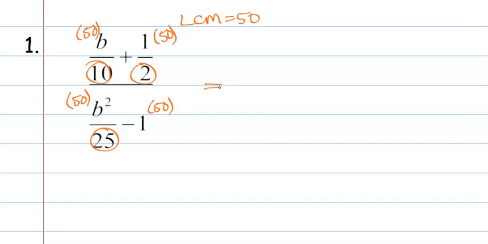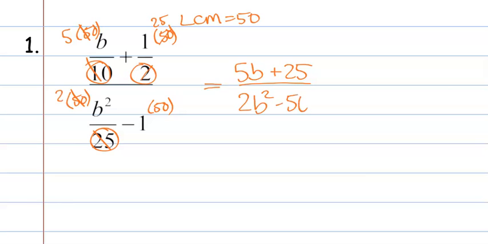The LCM is 50. So I'm going to multiply every one of these by 50. You don't have to show this every single time after a while, but it's good to get in the habit of it, at least the first few times, so you know what you're doing. Then you cancel things like 50 over 10 is just 5. 50 over 2 is just 25. So this top will end up being 5b plus 25. On the bottom, the 50 and 25 cancel to a 2, and then just 50 times 1 stays 50. So you get 2b squared minus 50.